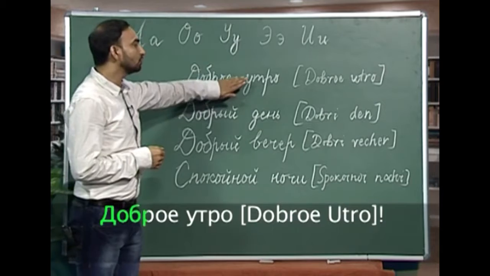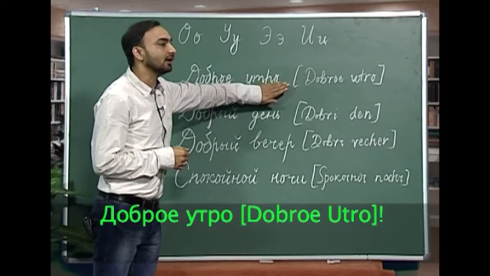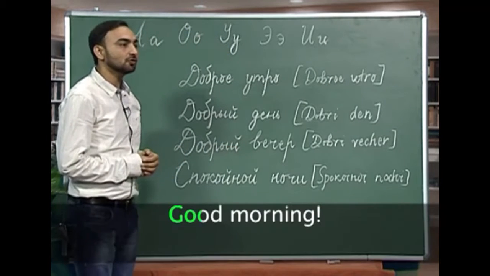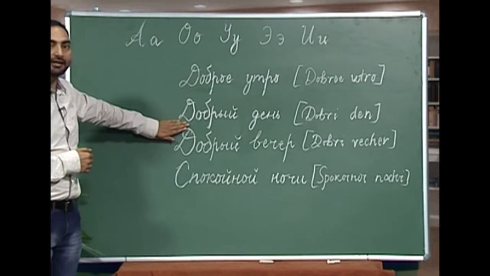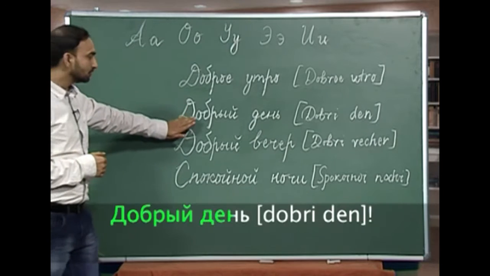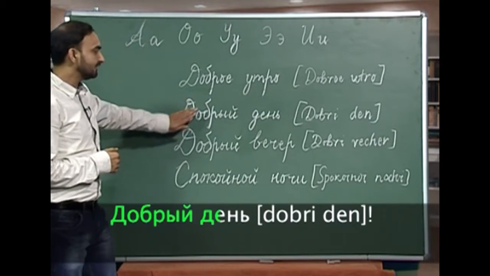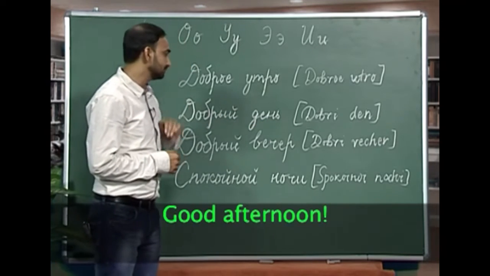Доброе утро. Доброе утро is good morning. Now come to the second salutation. Добрый день. Добрый день is good afternoon.